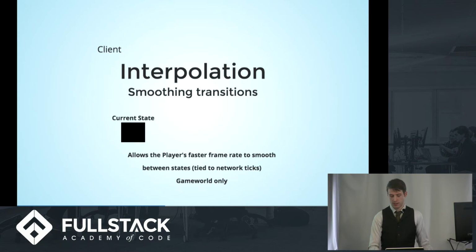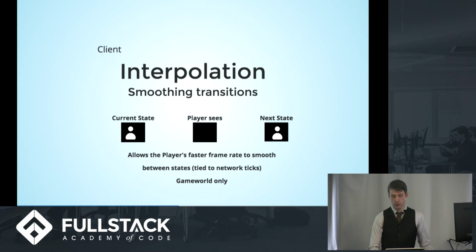So say we have a current state and a next state. And an enemy is in this location in the current state. In the next state, they've shifted over a little bit. With client-side interpolation, instead of having the enemy pop from one location to the next, the player sees a small transition from one state to the next.